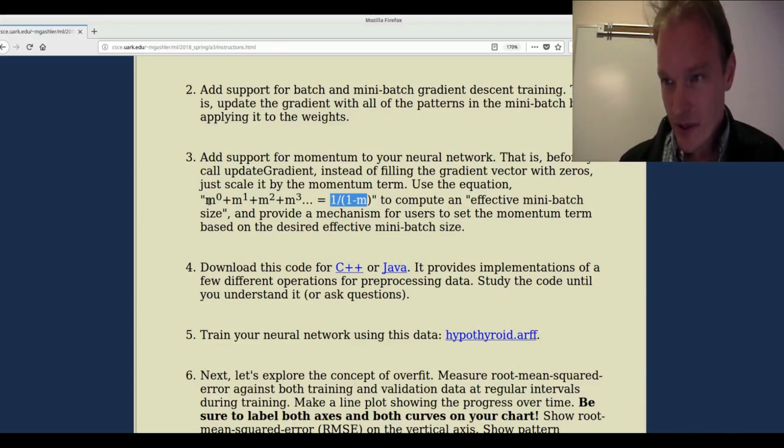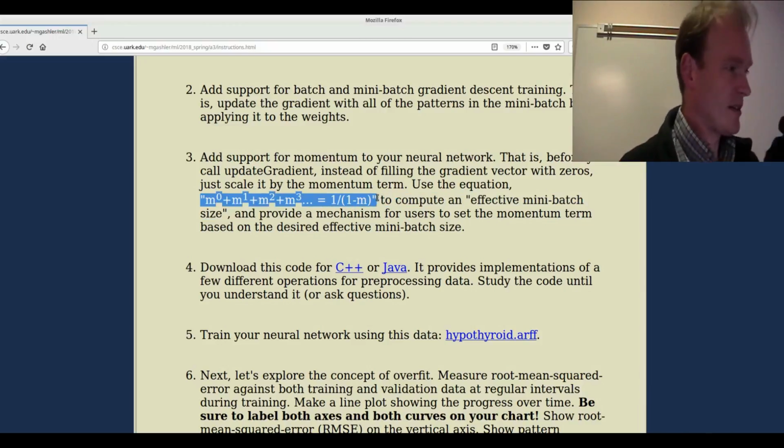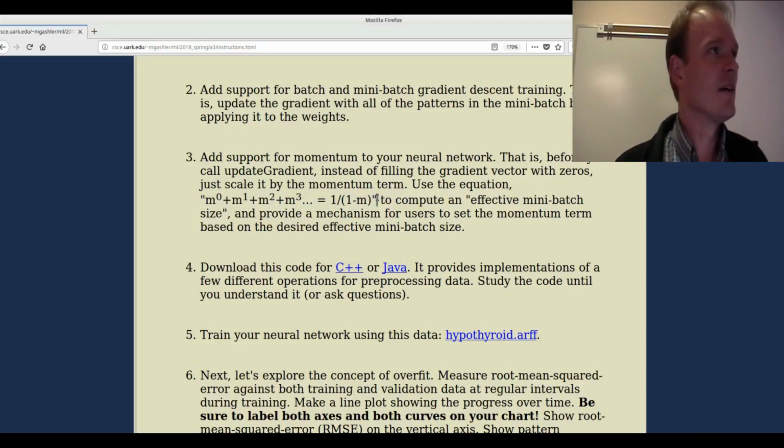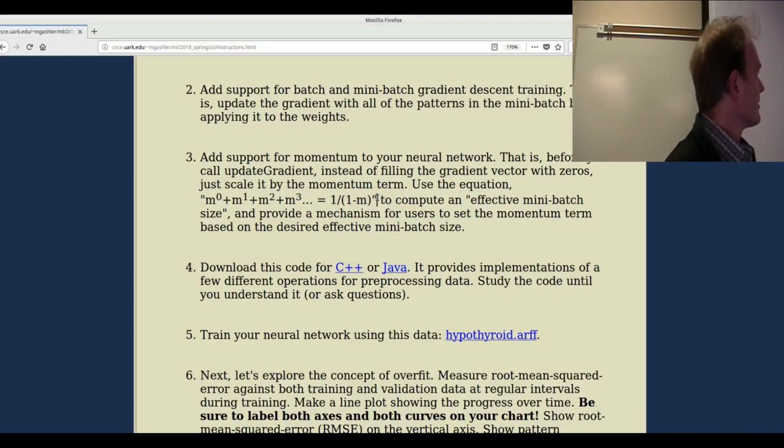The reason I've put this little equation here, I didn't produce this, somebody smarter than I invented it. But one could ask the question, hey, isn't momentum a lot like batch gradient descent? Do you see why it's similar?